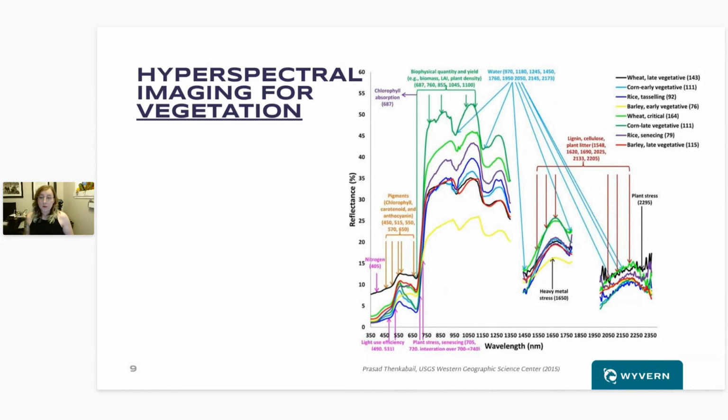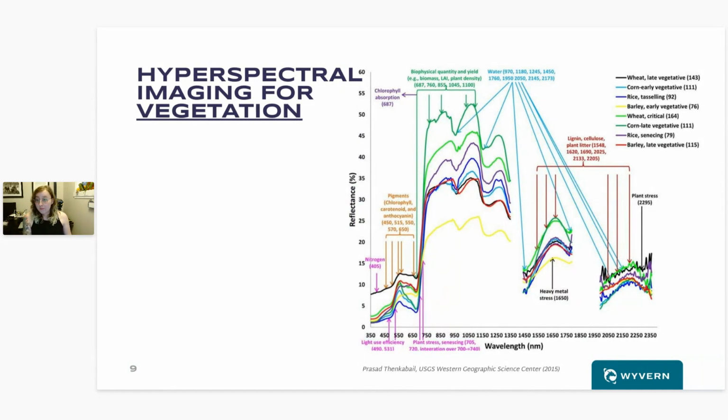As you move into SWIR and the infrared section, you're starting to understand leaf area index, you're starting to get into water within the vegetation. And I think what's really cool is being able to measure lignin, cellulose, and plant litter, especially for those dried and cured grasses. Being able to actually measure that is really, really important and cool.